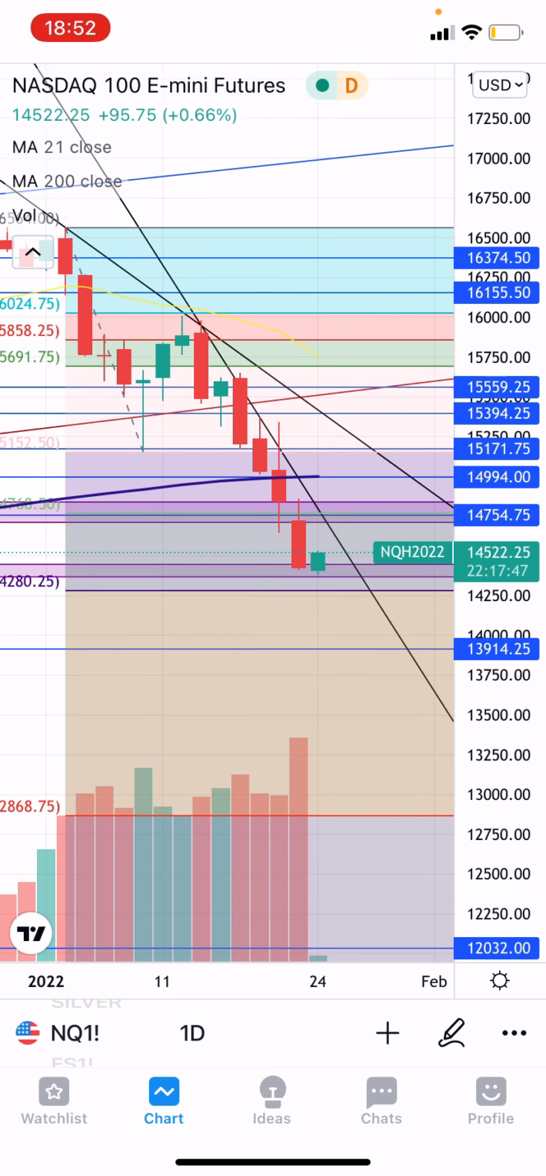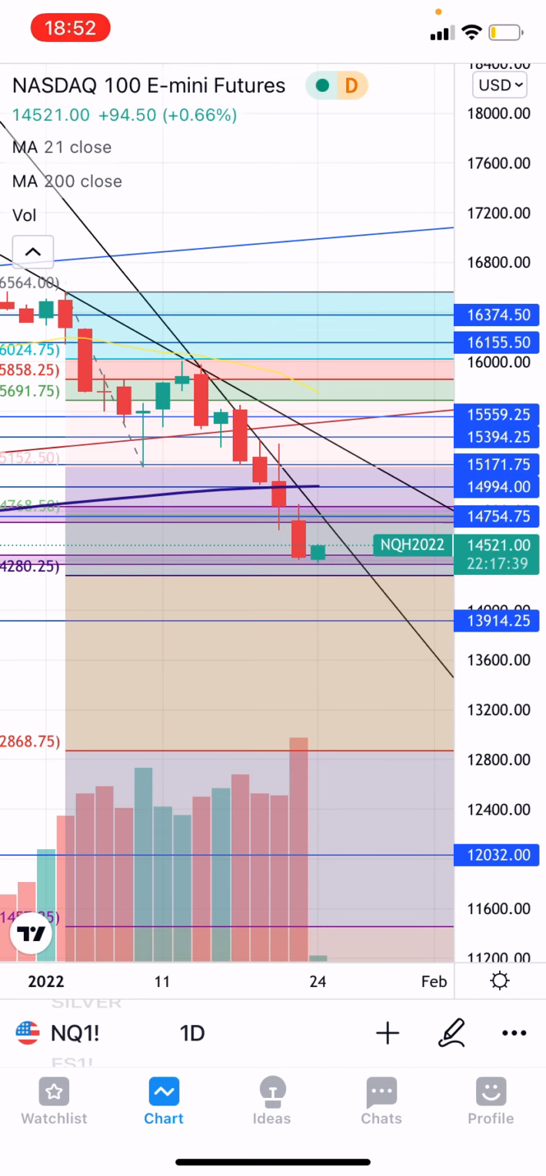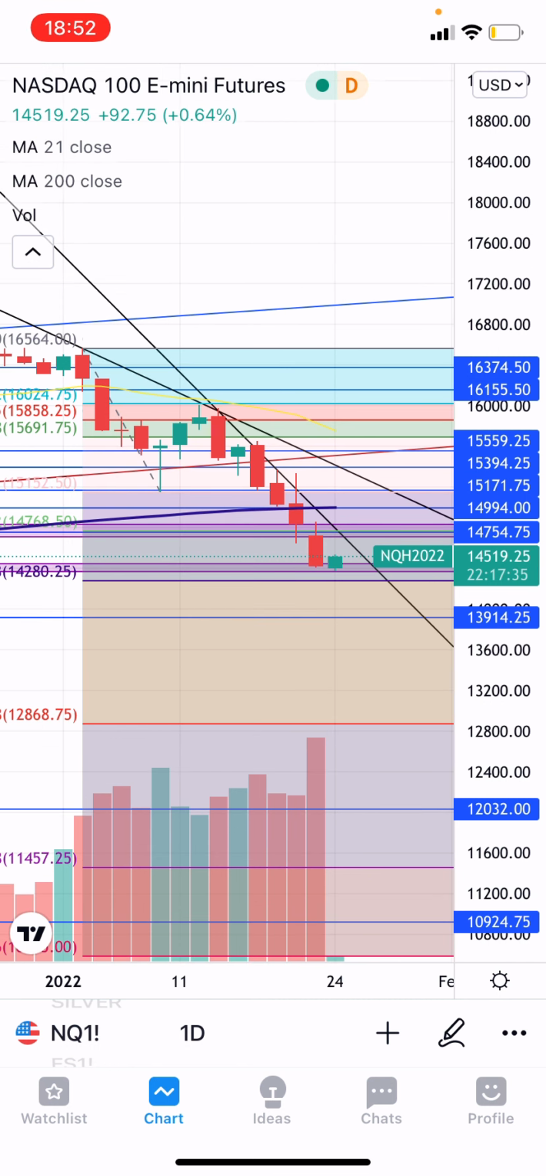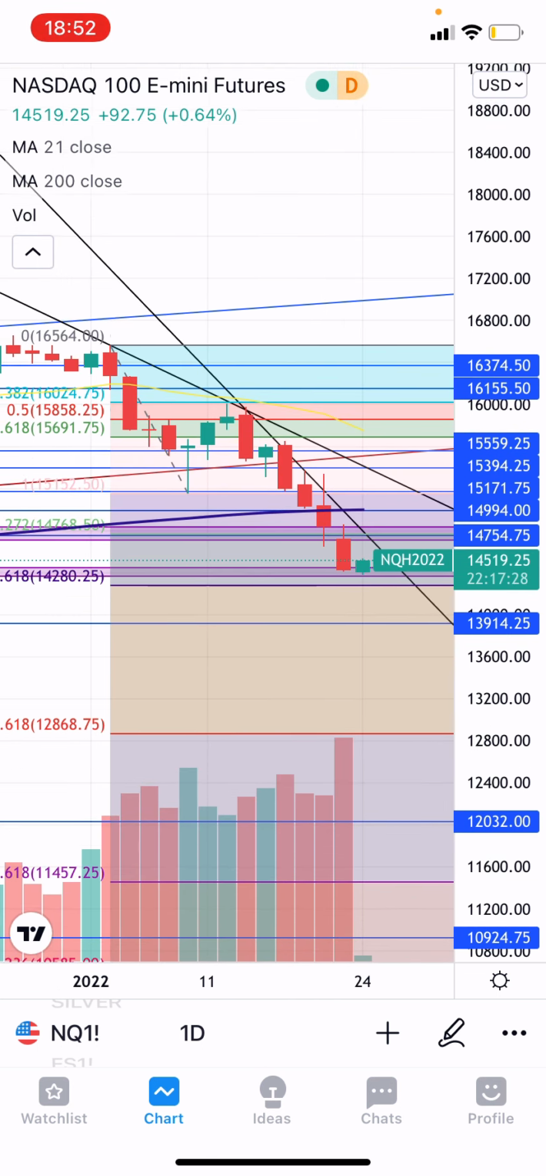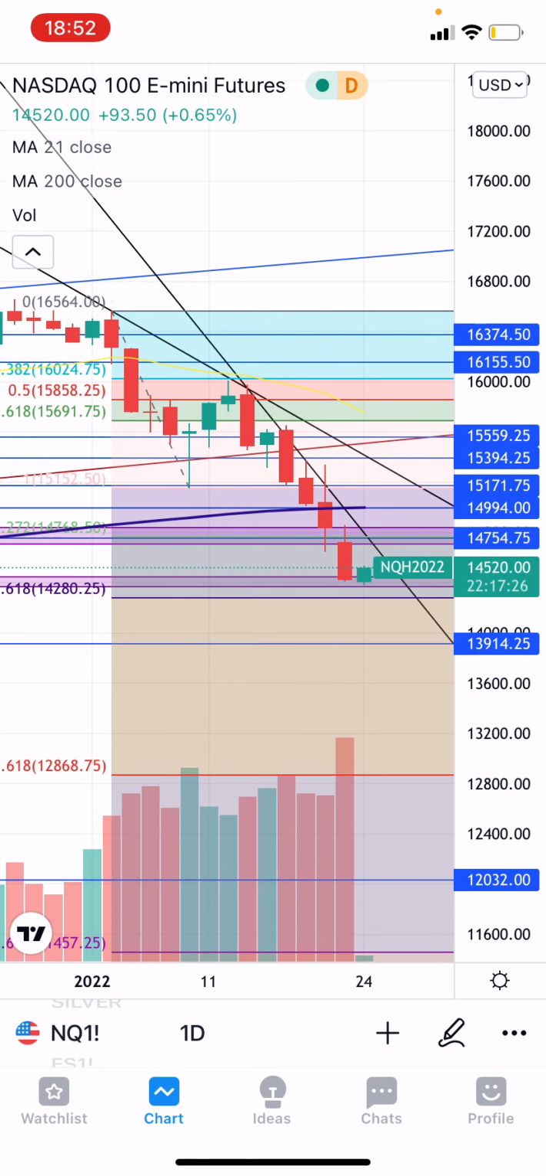So, that's basically it as far as looking for entries on any trade that you're looking for, right? Whether it's long or short, right? Just plot your support, plot your resistance, look at your moving averages, and look at your trend lines, right? And look at your Fibonacci levels, support, resistance, moving averages, right? That's what I use, right?